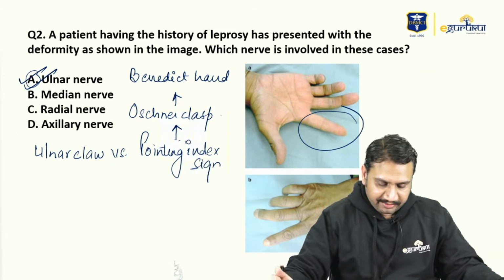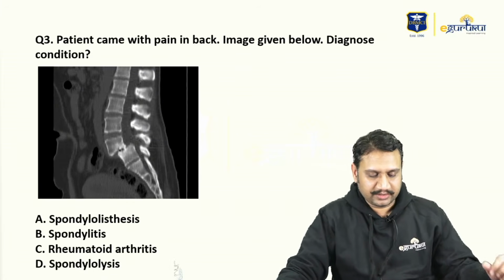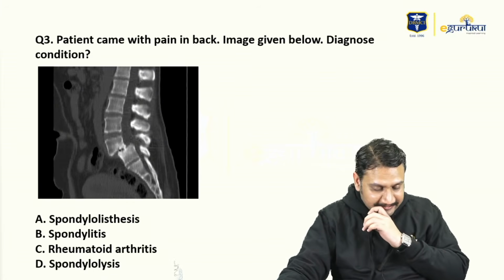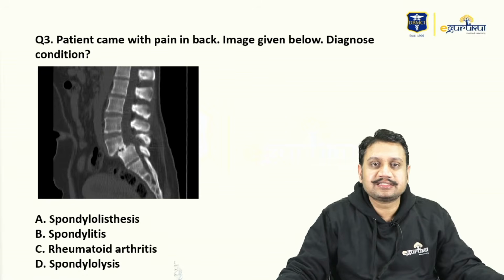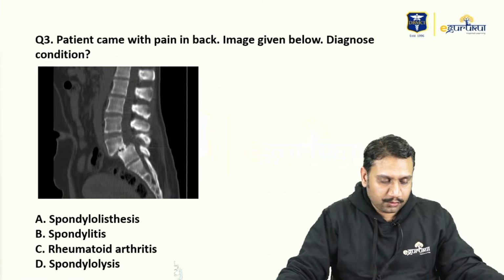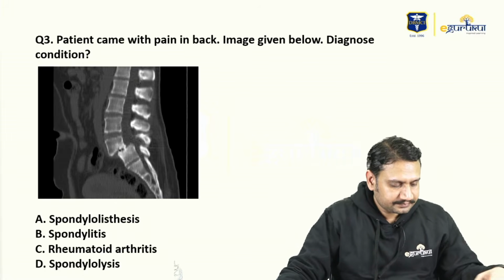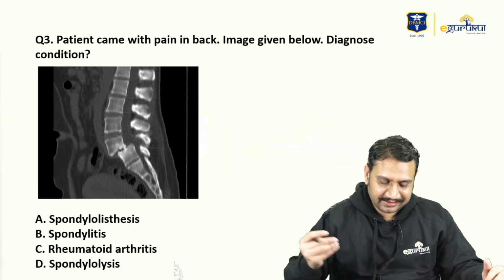Very good. Perfect. Okay. Next one, patient came with pain in the back. Image given below. What is the diagnosis? So what exactly is this? Spondylolisthesis, spondylitis, rheumatoid arthritis, spondylolysis. So what exactly do you think it is? The question number 3. What was the answer? What did you mark in this question?